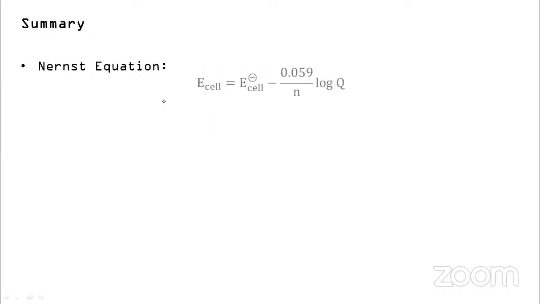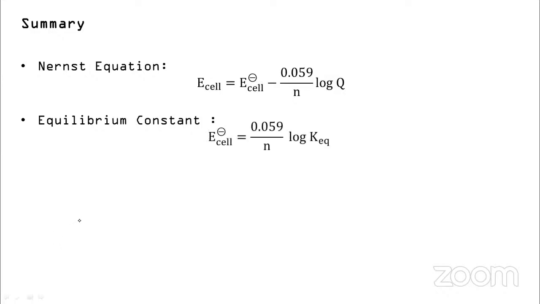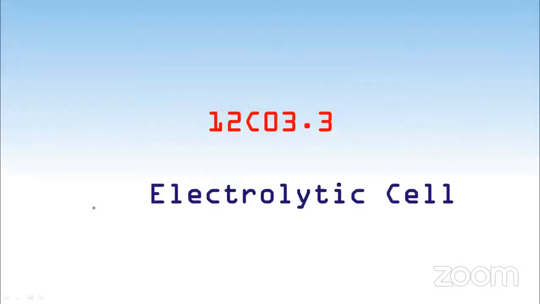So last time we were discussing the Nernst equation. The basic fundamentals of the Nernst equation we have seen, and how to calculate the equilibrium constant also, and how to calculate the pH directly by using the formula. So today we are discussing the electrolytic cell. In an electrolytic cell, what do you have to do?